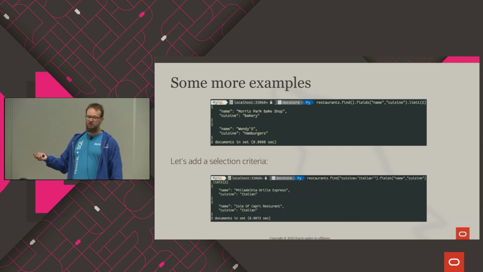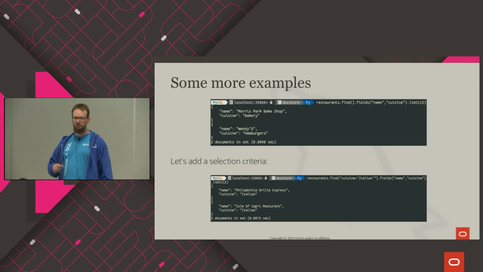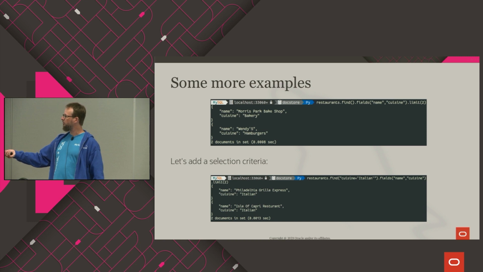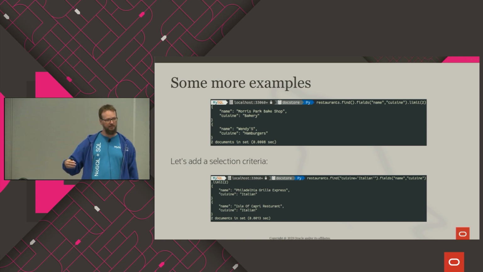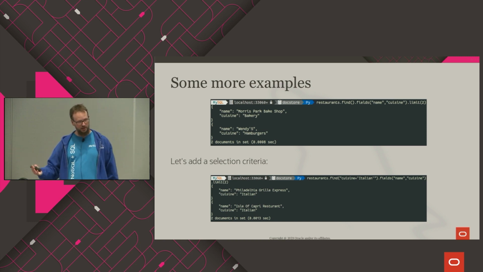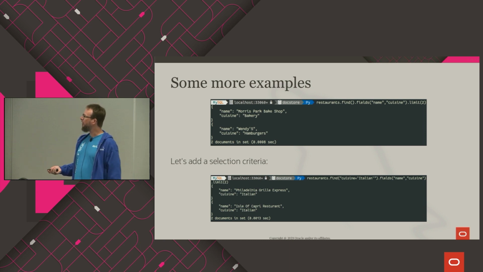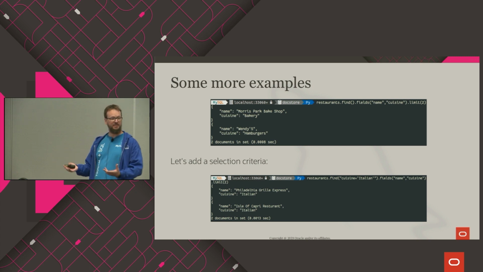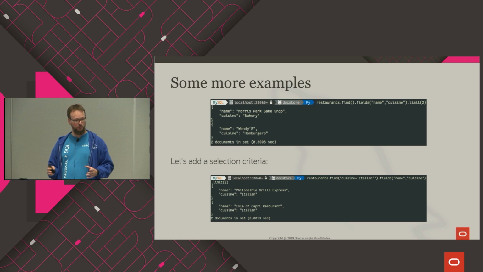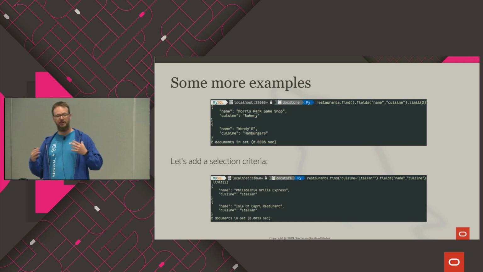We can add selection criteria, right? So inside the find method, I say, okay, I want Italian cuisine now. So I do this, fields name, cuisine, limit to 2 again, and the first 2 Italian restaurants that are in my collection will show up. So very quickly and very easily, you can have that information. For developers, this is very easy. They don't need to know anything about the structure of the data. They don't need to know anything about SQL.